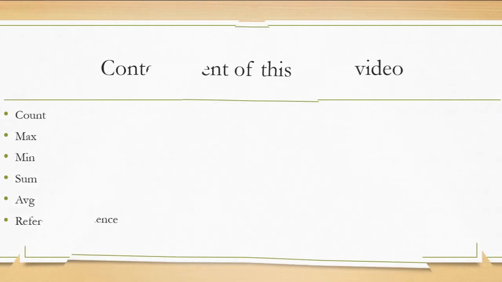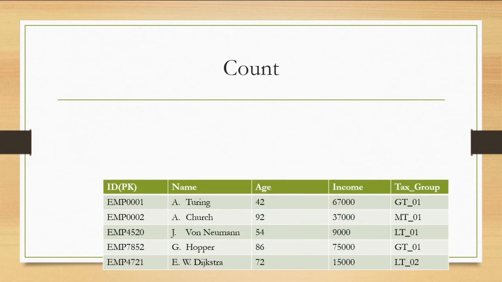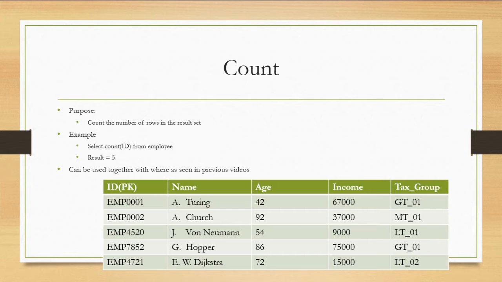Let's begin with count. So there's our table. What's the purpose of count? It counts the number of rows in the result set. For example, select count ID from employee. It counts all of the IDs in employee, so they are 1, 2, 3, 4, 5. The result will be 5. Count can be used together with where, as seen in previous videos.